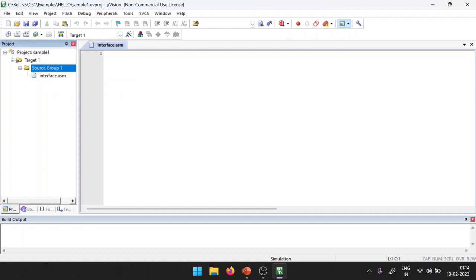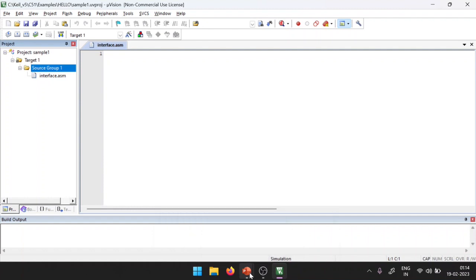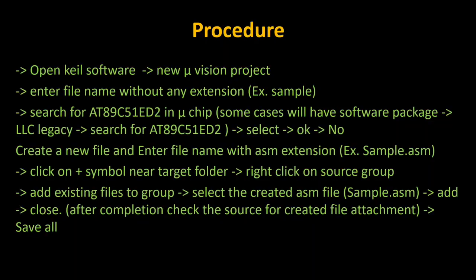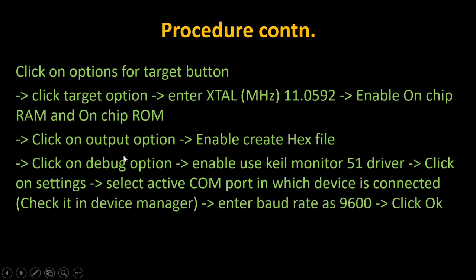With this one, we can see the other things we have completed. Here it's completed: create an .asm file, add existing, close. After that, we can save all, right? So I have done till that point. Next, what are the things we have to do? Create a new file, enter the file name with the ASM extension, target folder, all those things we have completed, right? After that point, what we have to do?